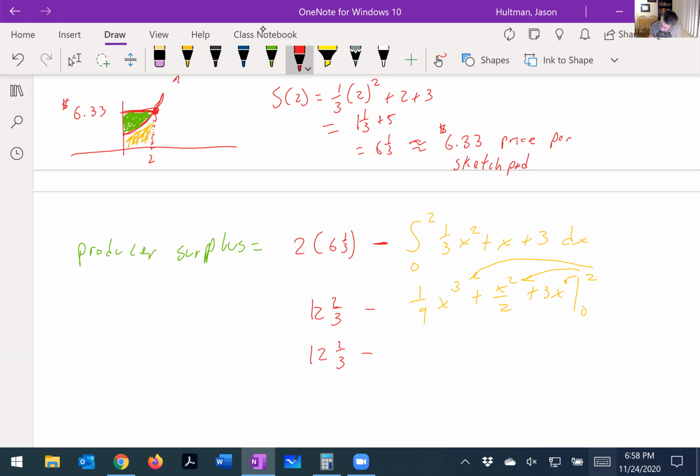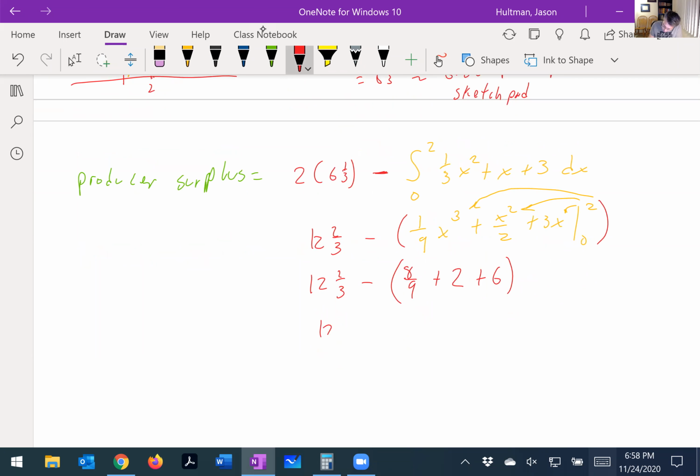minus, okay, this is going to be 2 to the 3rd power is 8, so that's 8/9. Put a parenthesis here because it's the whole thing that I'm subtracting. Okay, 8/9 plus, this is 4/2, which is 2. And this is 3 times 2, which is 6. Okay. So this is going to be 12 2/3 minus, this is going to be 8 8/9. Okay. And at this point, I could just plug it into a calculator.